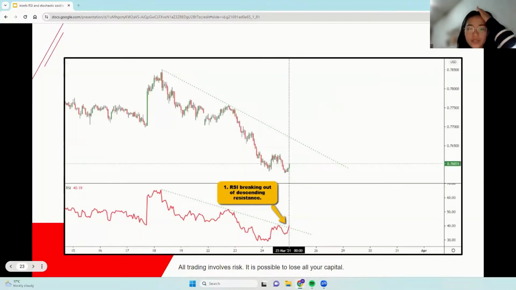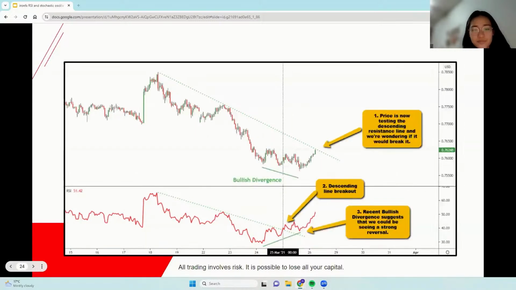Okay, we have another example here. So you can see, we really have a lot of examples to go through today. But basically, in this example, price is moving in a descending trend line. RSI is breaking out of the trend line. And then subsequently, we can see that there is a bullish divergence. Price is making a lower low, RSI is making a higher low. So that's a bullish divergence.